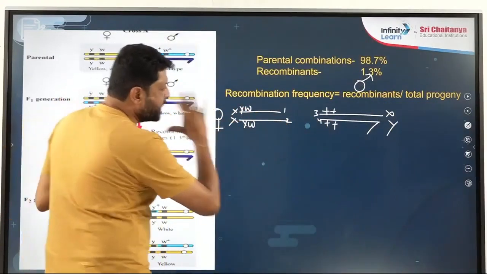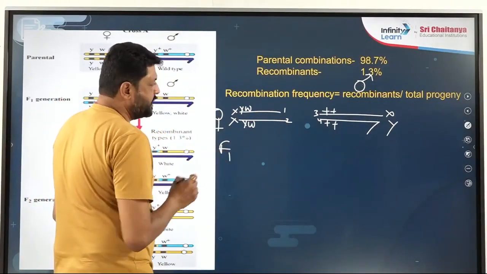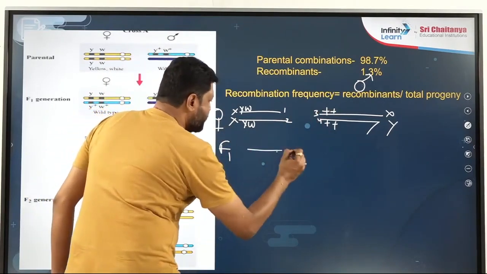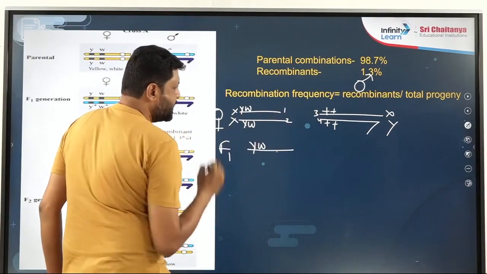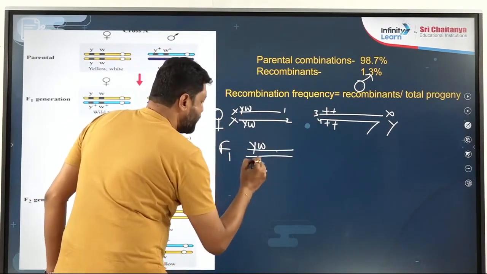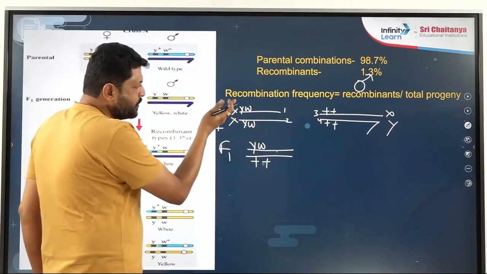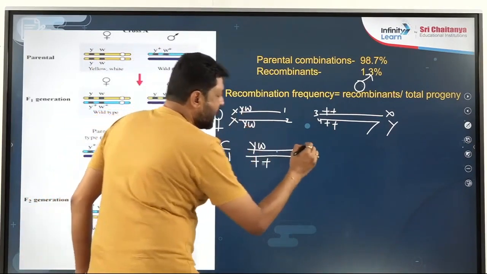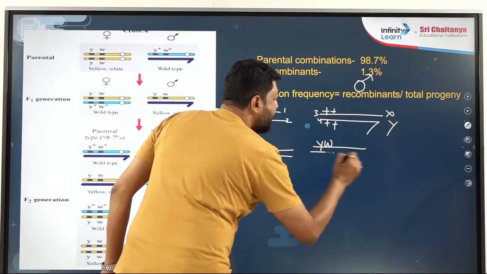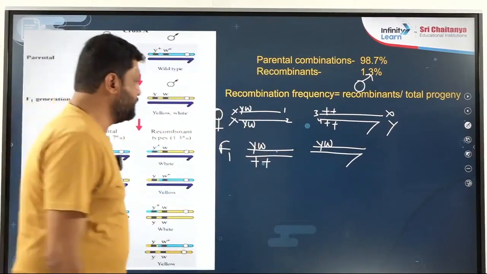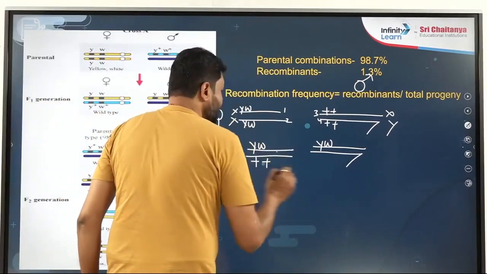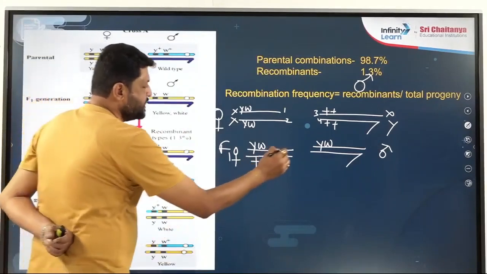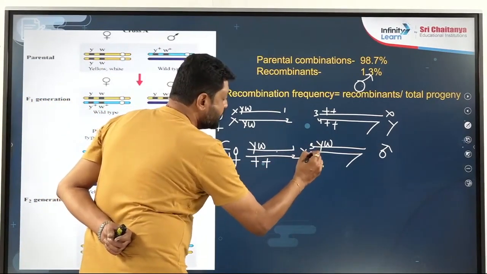Now you have to make the F1 generation. You bring one X from here and one X from here, and that will become a female. Have a look here: yellow white, I have taken the first X and the third X, plus plus. Then you bring one X chromosome and one Y chromosome to make a male. I have taken one Y W, and I have taken Y. So this is a female and this is a male. That is the F1 generation. Clear?